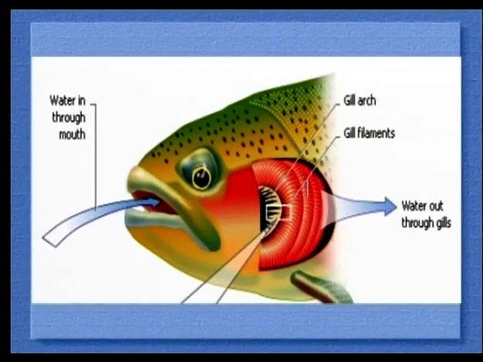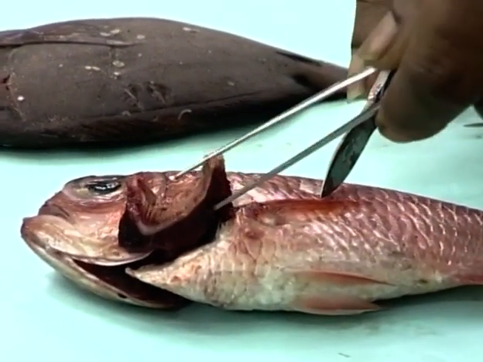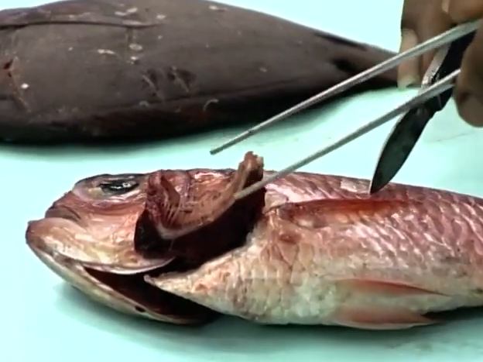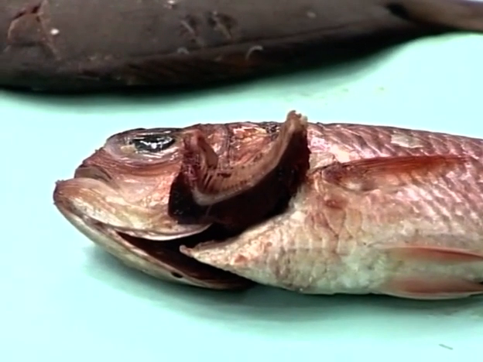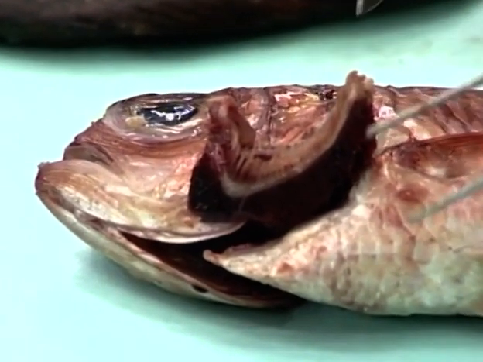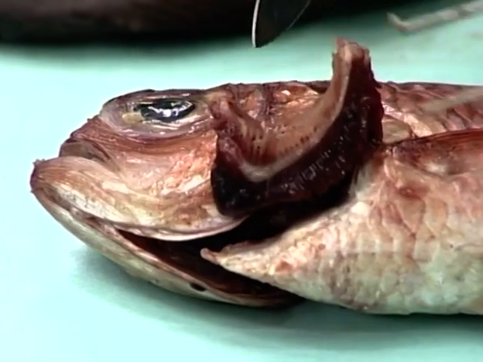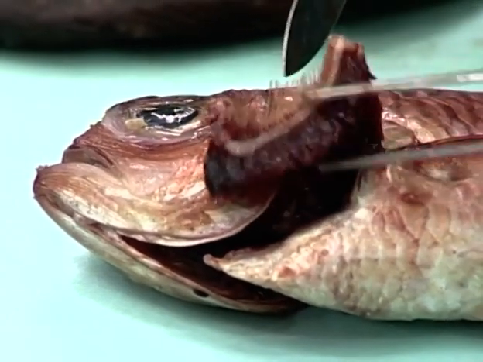Now, the sizes of gills depend on the size of fish. If fish is small, the gills are small. If the fish is big, gills are big. So as the fish grows bigger, the gills also grow big too. Here, I've taken the gill of this little red fish out.